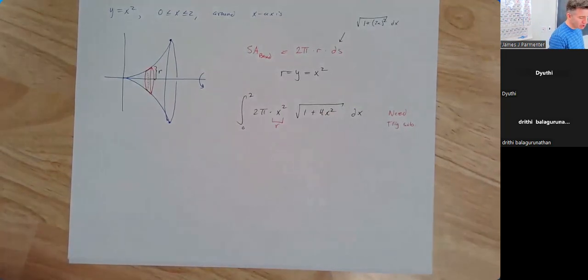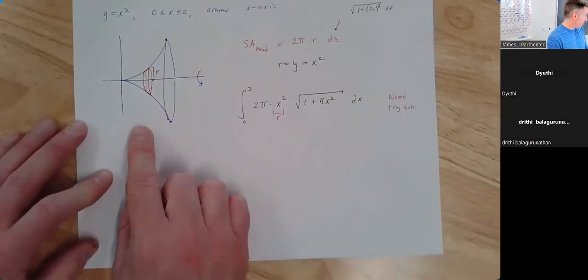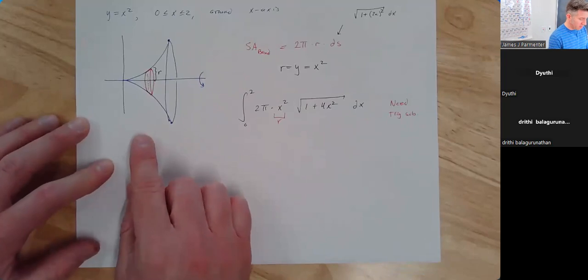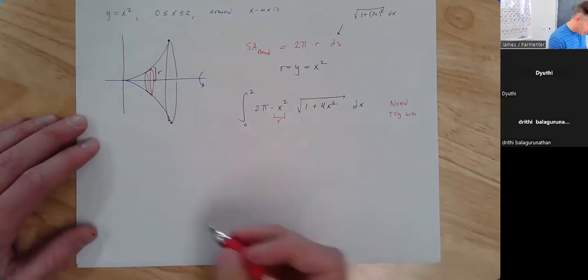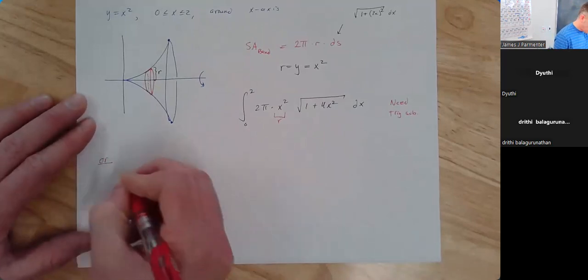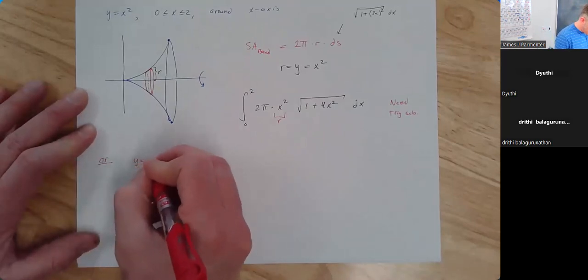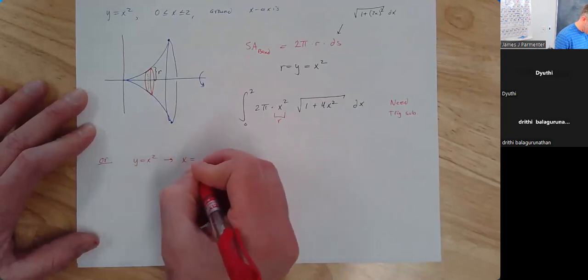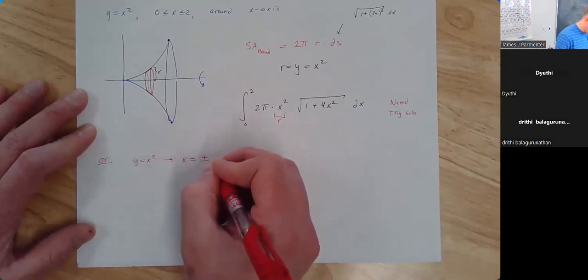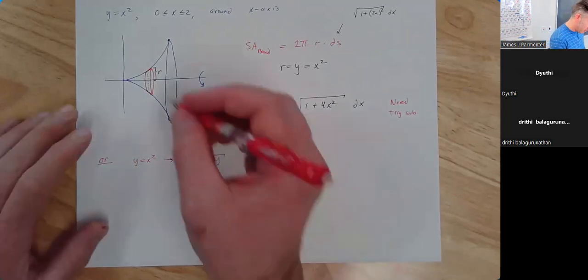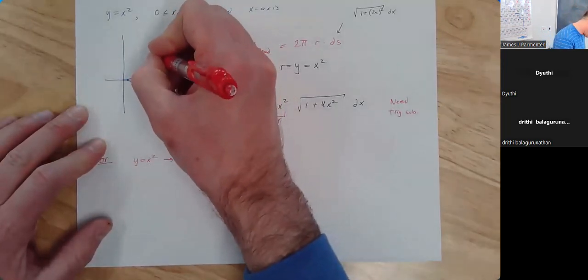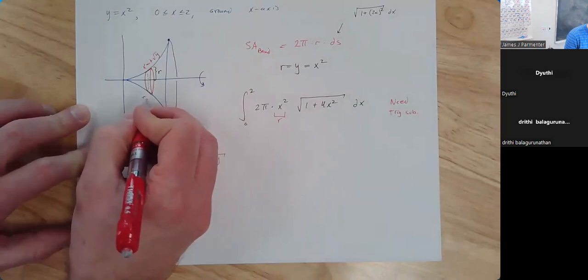Now I want to mention here, because I can, we could have set this one up differently if we decided to. We could have said, I know that y equals x squared. I could solve for x in terms of y and write x equal to plus or minus the square root of y. That would have been totally valid. Specifically, this top part is x equal to the positive root of y. This bottom part is x equal to the negative root of y.